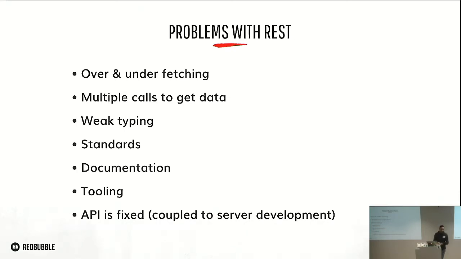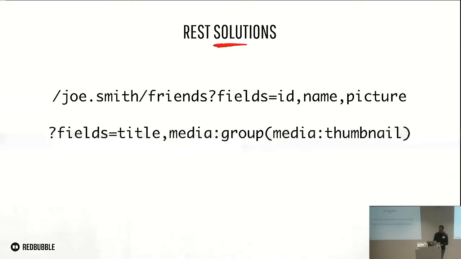So Swagger is one of those tools that helps you, but they're kind of just bolted on the side. And probably the biggest thing that you'll run into, as I said earlier, is that the API is fixed. Now, there are solutions in REST. I don't want to say REST is crap, because it's awesome. There are solutions in REST. Here are two of them.